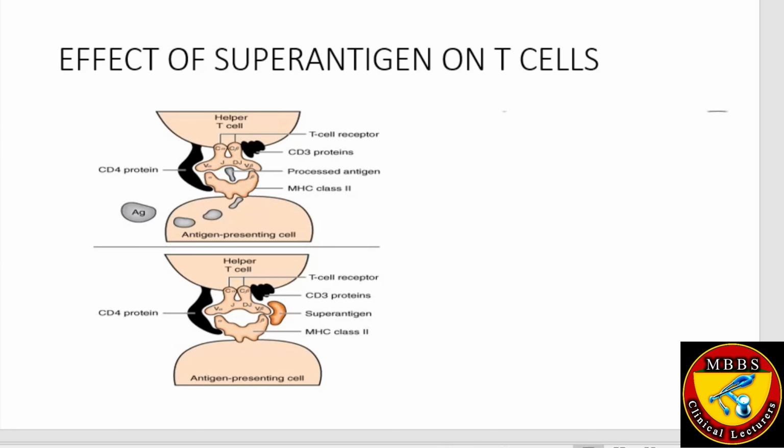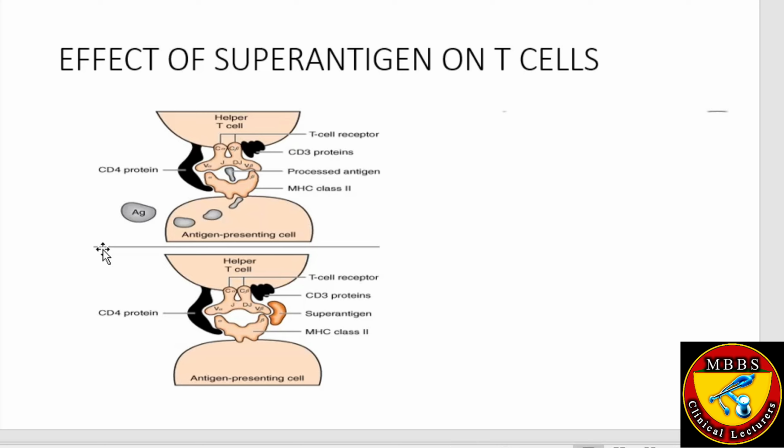Now come to the effect of the superantigen on the T cells. What are superantigens? Superantigens are those antigens that can activate a large number of T cells without internal processing, as we discussed in the previous slides, for example the internal processing of the virus and the antigen. These superantigens may be staphylococcal enterotoxins or toxic shock syndrome toxins. Both toxins are examples of superantigens that can activate a large number of T cells without internal processing.